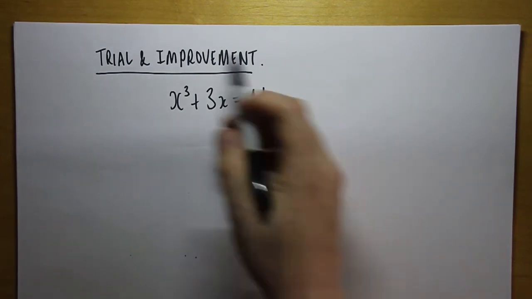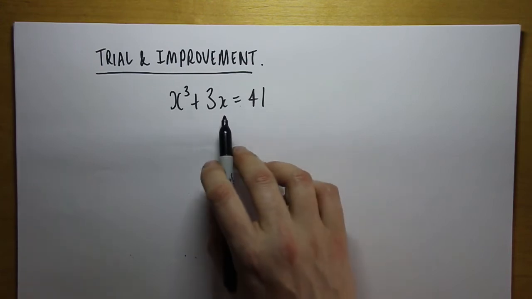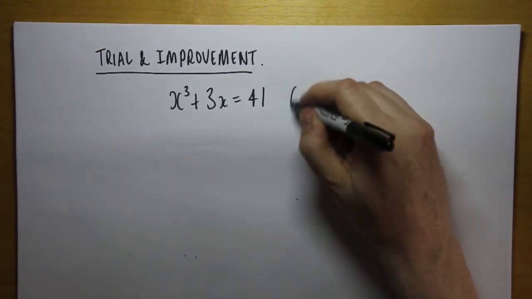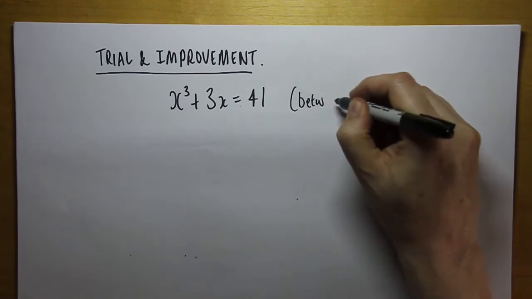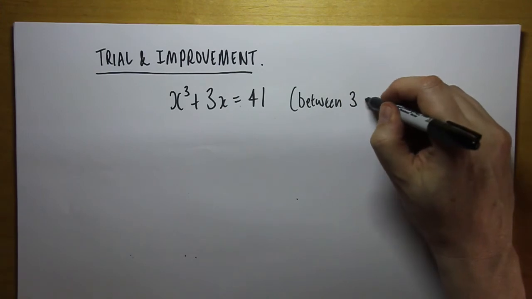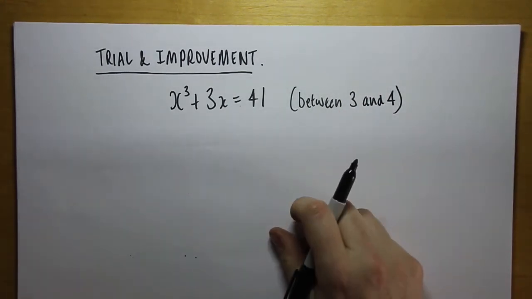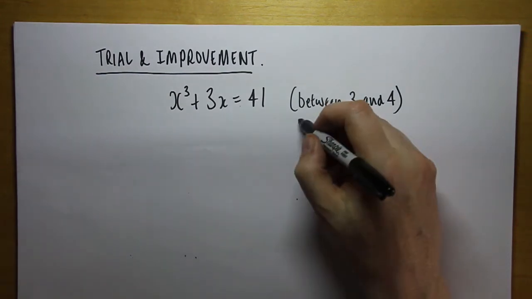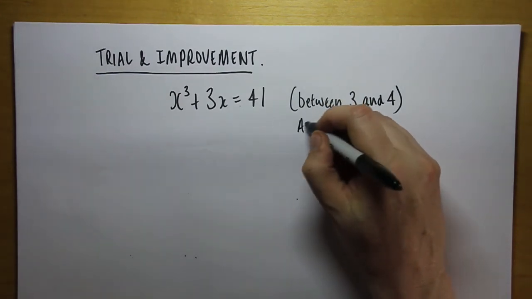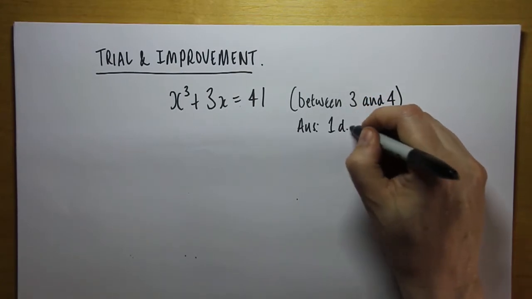And typically in an exam question we're given an equation. We're told that the solution, the value for x, is somewhere between two numbers. For example, in this case, 3 and 4. Somewhere between 3 and 4. It'll also tell us that the answer should be to one decimal place.